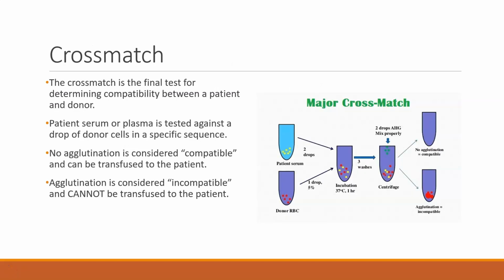The cross-match is the final test for determining compatibility between a patient and a donor. And in essence, we have unknown with unknown, meaning we don't know if that serum has antibodies against this donor, and we don't know what antigens are present on the donor cells. The patient's serum or plasma is tested against a drop of donor cells in a specific sequence. So you can see going from left to right, we have patient serum, 2 drops, donor red cells, 1 drop, and we incubate.